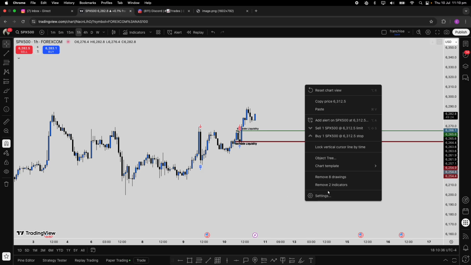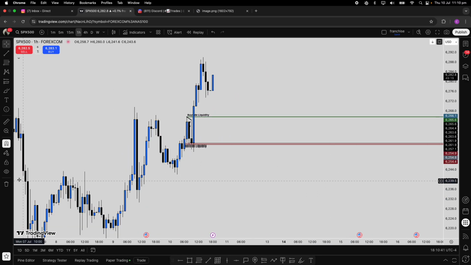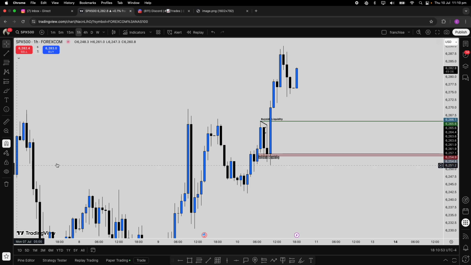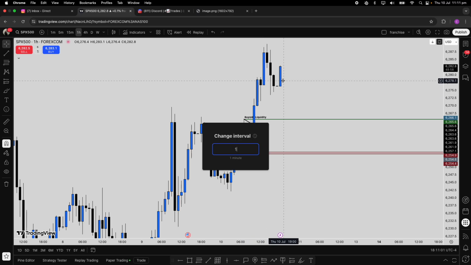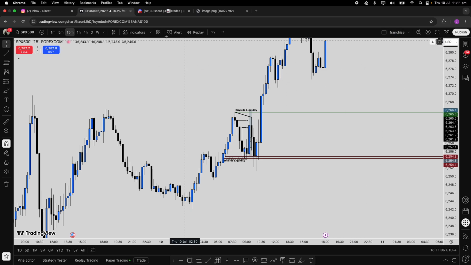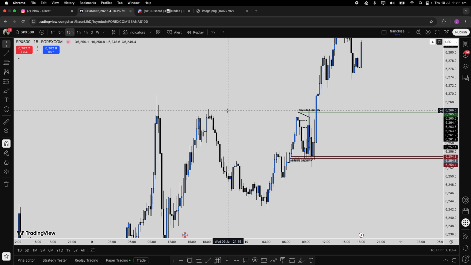Just turn these off just so I can talk. So coming into 9 o'clock, we had a higher time frame bearish bias, but a short-term long bias. Reason for our short-term long bias, I'll show you on the NAS.